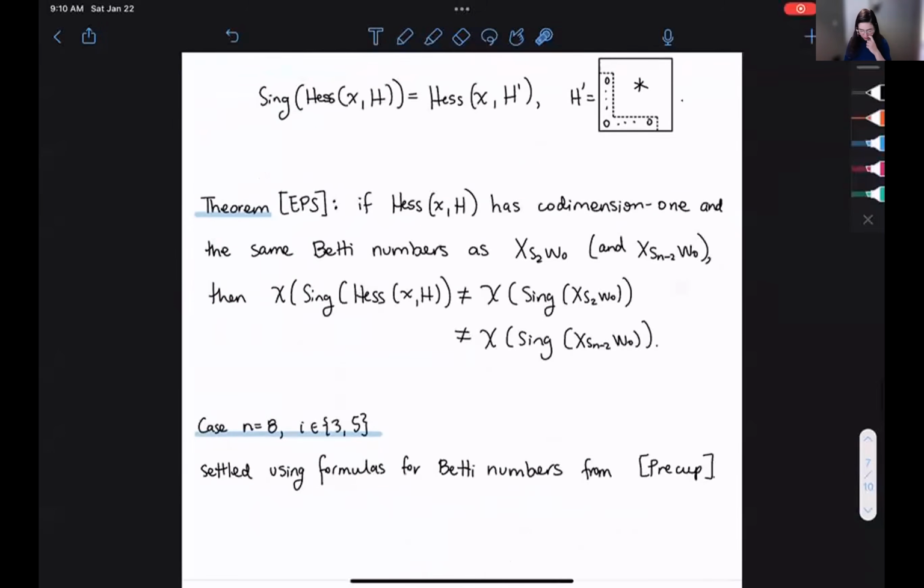And okay, so then the last case that we have was this weird case where n was 8 and i was either 3 or 5, but that was kind of an accident, in the sense that maybe we just got rid of lots of families using a given criterion, but if we had used a different one, you would have seen that this is not the case. But in any case, this is just settled case by case using formulas for Betti numbers from work by Martha Precup.